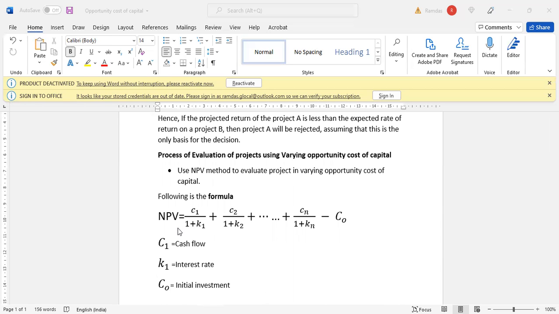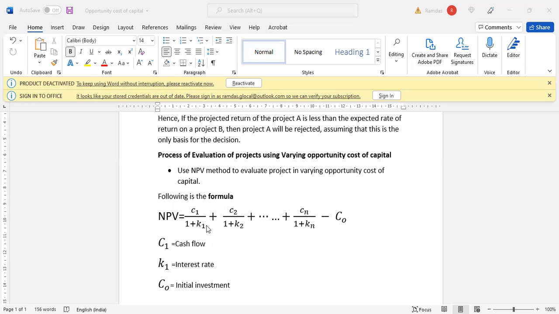We use the NPV formula to evaluate the varying opportunity cost of capital. The formula goes like this. NPV is equal to C1 divided by 1 plus K1, plus C2 divided by 1 plus K2, plus, in the same manner, we take it for the number of years for which the cash inflows and cost of capital, I mean interest rates, are given, minus the CO.